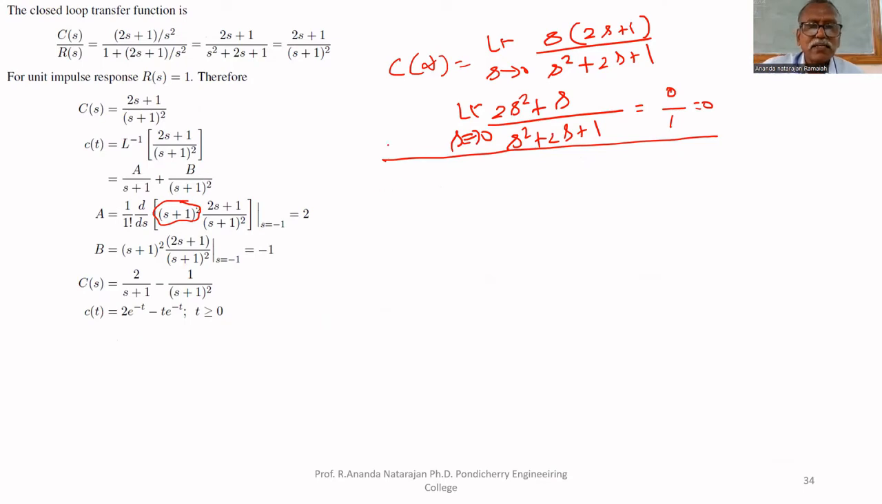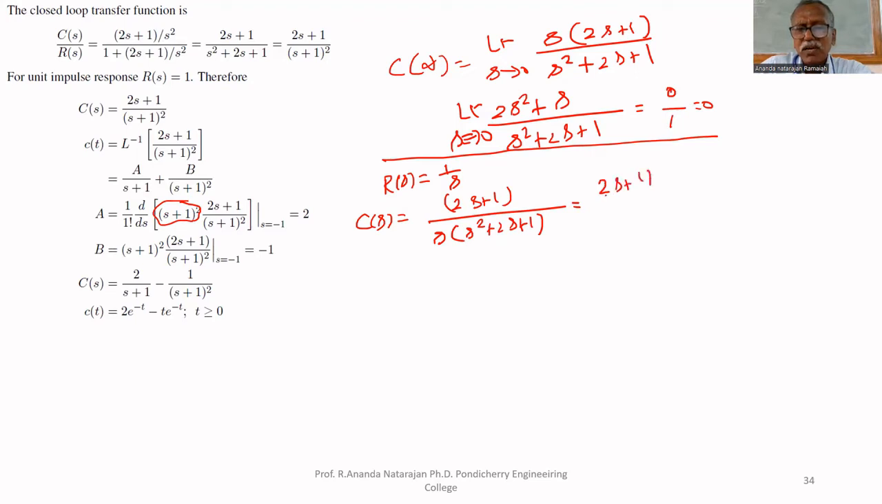Okay. Now let us find the step response. For step response, R of s equal to what? R of s equal to 1 upon s. Therefore, C of s equals (2s plus 1) upon s multiplied by (s square plus 2s plus 1). In other words, (2s plus 1) upon s multiplied by (s plus 1) whole square. That is equal to A upon s plus B upon (s plus 1) plus C upon (s plus 1) whole square, if you factorize by partial fractions.